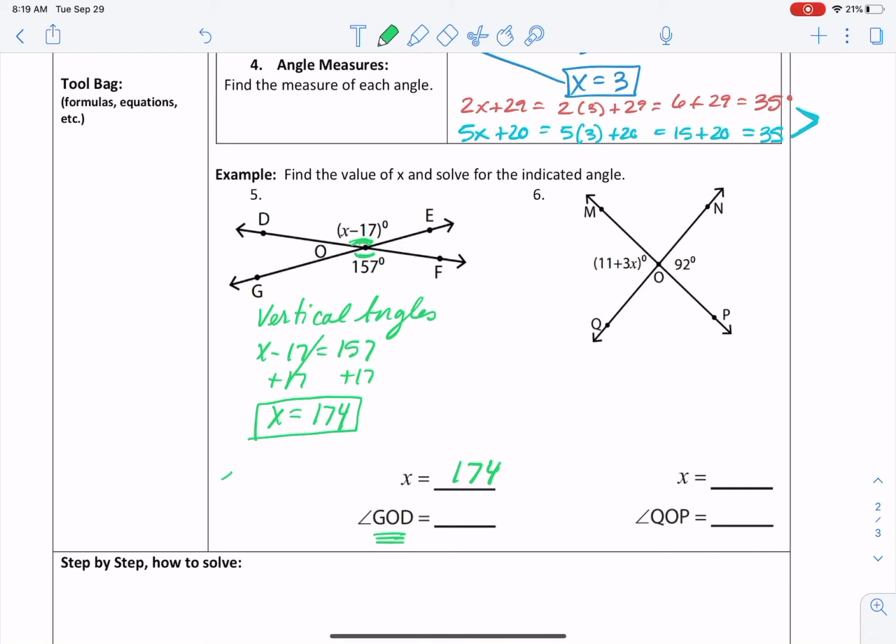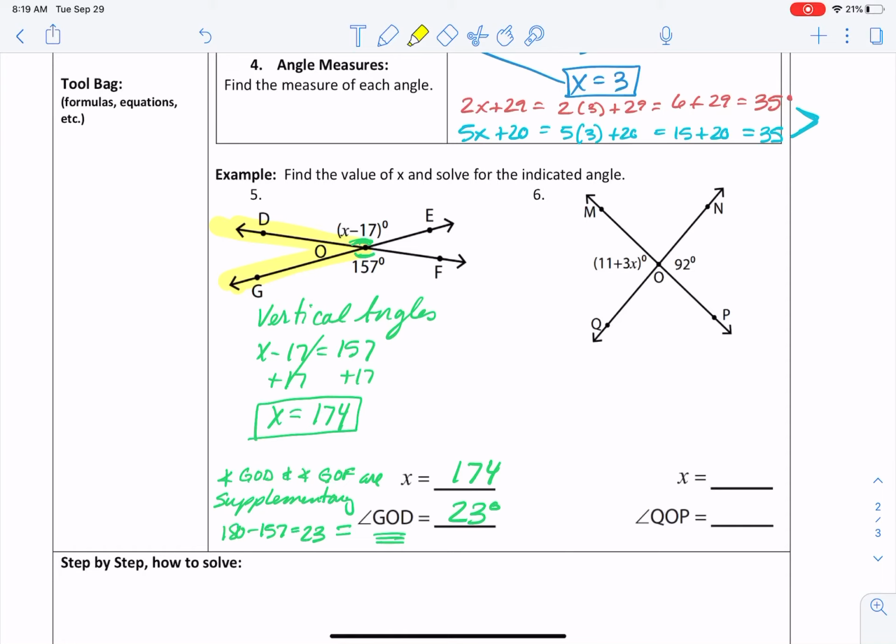So angle GOD and angle GOF are supplementary. That means that 180 minus 157 equals 23, which equals angle GOD. So this is the angle that we are trying to solve for.